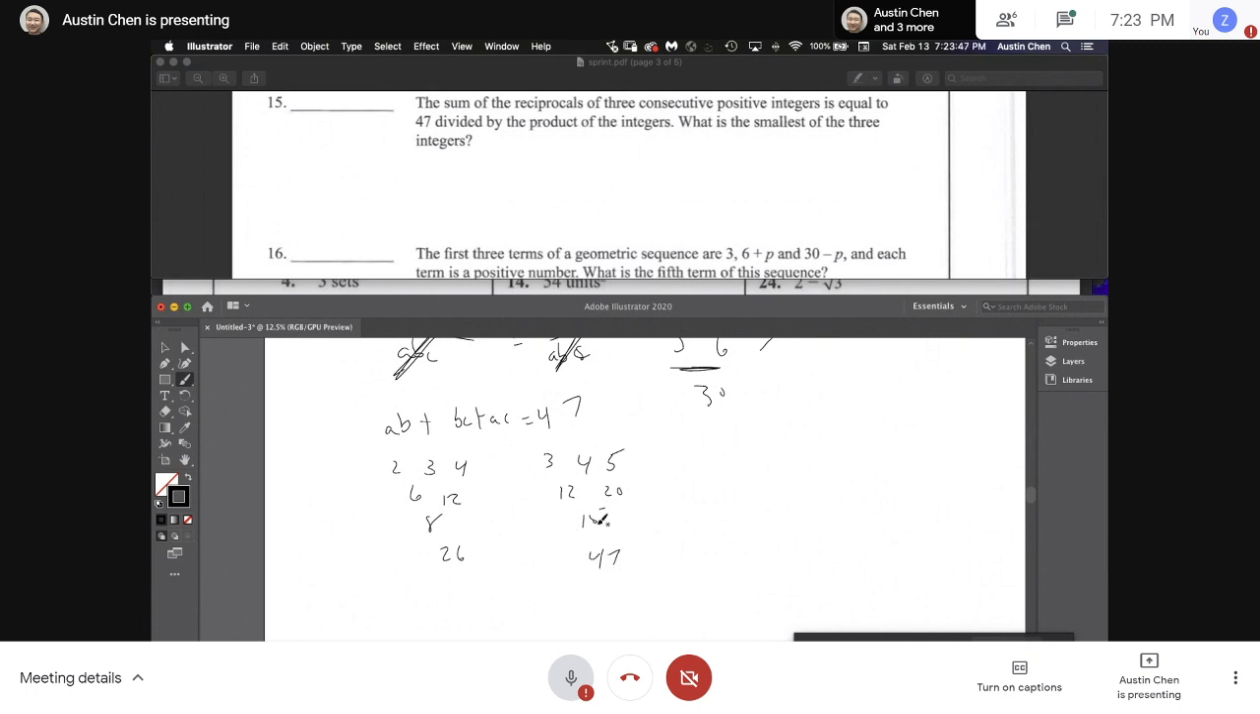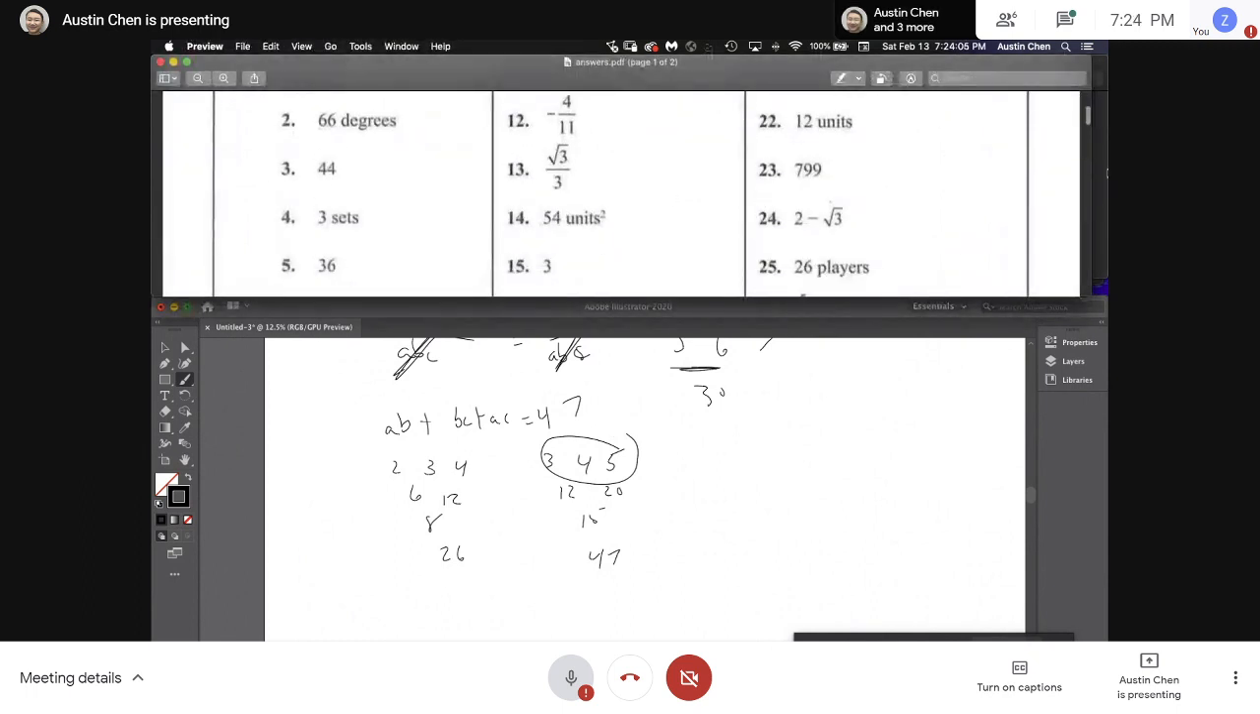I think it would be much faster than trying to solve the quadratic, expanding the three terms out and then solving the quadratic. I think that would take a bit longer. Okay, so from here, we know that our three integers are 3, 4, 5. The smallest is 3, so our answer is just 3.